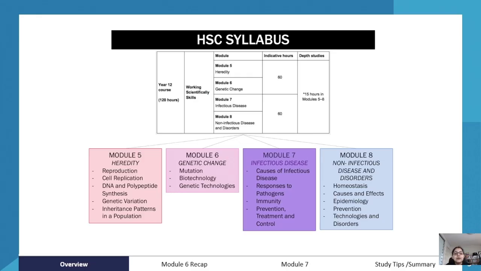As you would hopefully be familiar with by now, this is what the HSC syllabus for biology looks like. You are studying effectively 4 topics. The first one is heredity, followed by genetic change, infectious diseases, and non-infectious disease and disorders. Since most schools stick in that order of Module 5 to 8, I'm assuming that most of you have done Module 5 and 6 and are now going to start 7, which would probably be the majority of us.